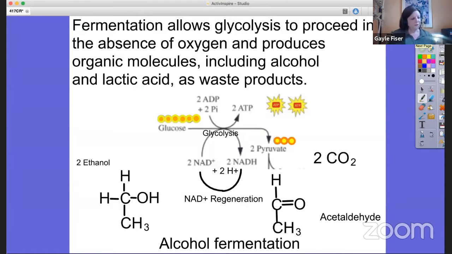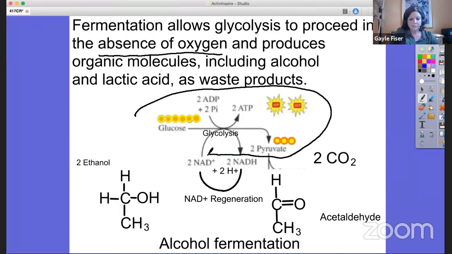All right, so now we have been through cellular respiration that has to do with having oxygen. Now we're going to talk about fermentation, and fermentation allows glycolysis to proceed in the absence of oxygen, okay, and produces organic molecules, including alcohol and lactic acid as waste products. So if you look at everything in this area, that's glycolysis. In glycolysis, we made 2 ATPs and 2 pyruvates and 2 NADHs. So same thing, glycolysis is part of fermentation of each part.